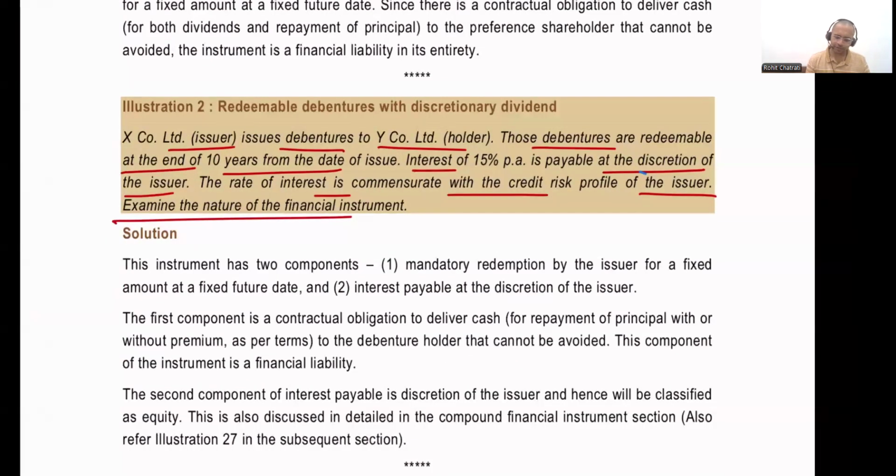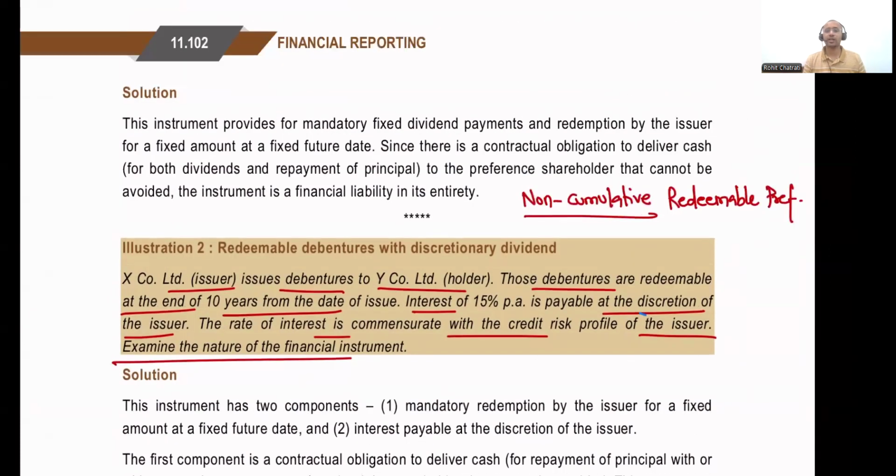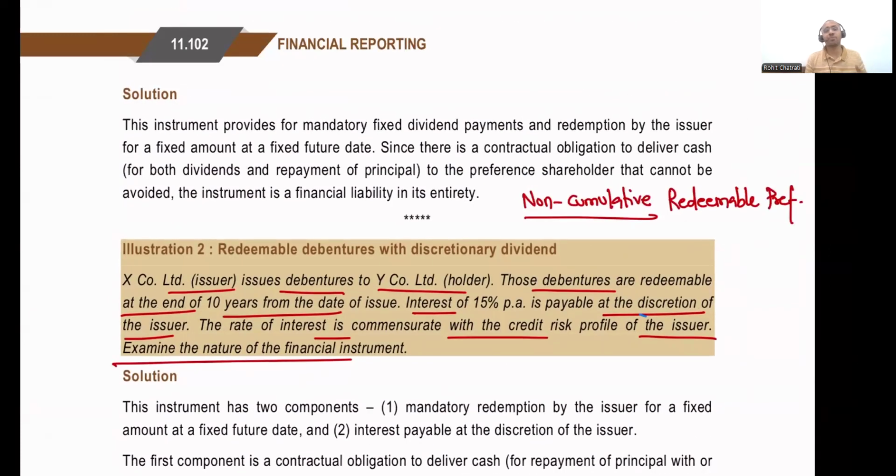Now, if you think about it, this instrument is exactly similar to a non-cumulative redeemable preference share. The reason being, in the case of a non-cumulative preference share, you have no obligation to pay dividend. The payment of dividend is at the discretion of the company, and even if you skip the payment of dividend in one year, you do not have the obligation to pay the dividend for that year in the next year.